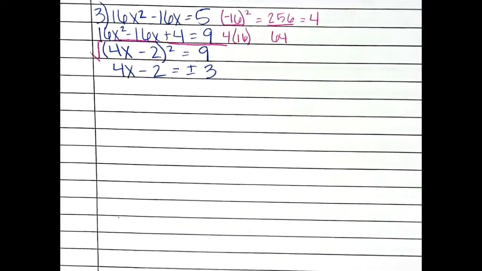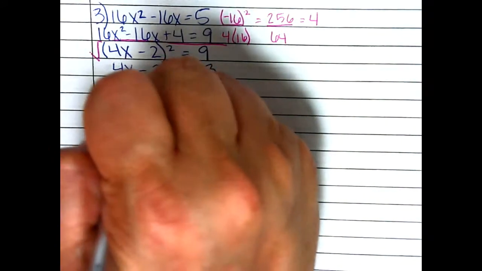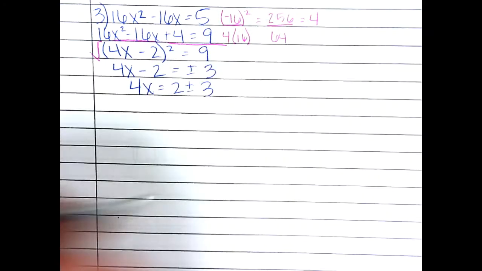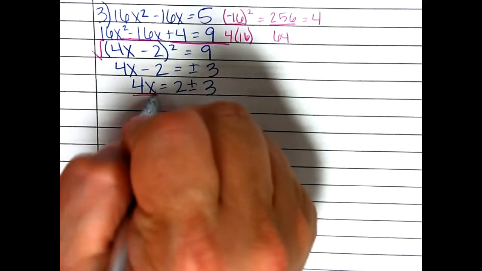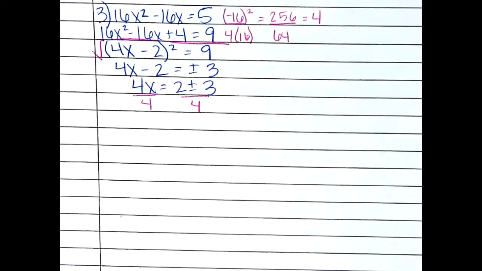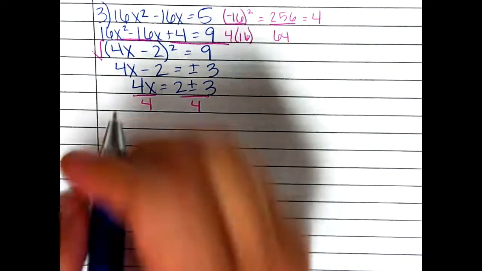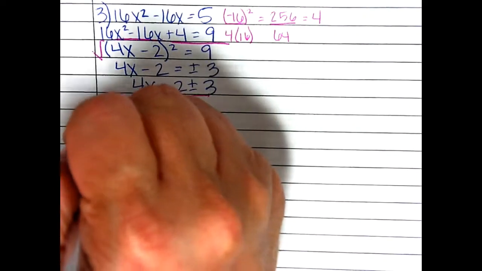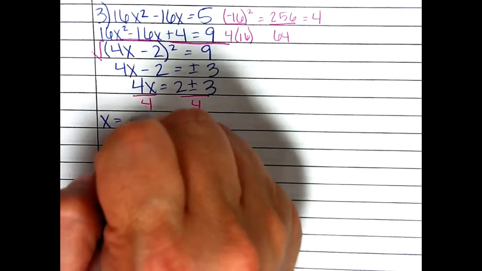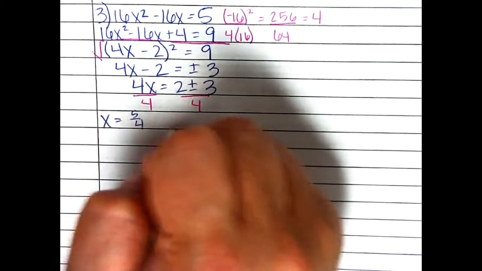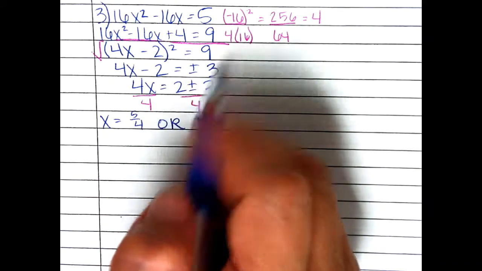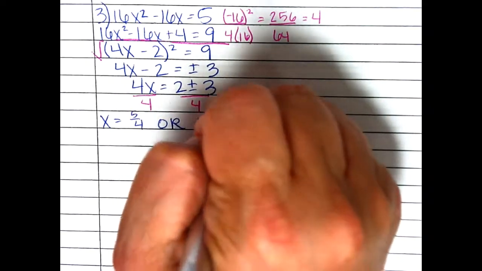Okay, and to solve for x, I'm going to add 2 to both sides. So 4x equals 2 plus or minus 3. And then I need to divide both sides by 4. Okay, and again, we can work that out twice. So x equals 2 plus 3 is 5, so 5/4, or x equals 2 minus 3 is negative 1. So we're left with negative 1/4.